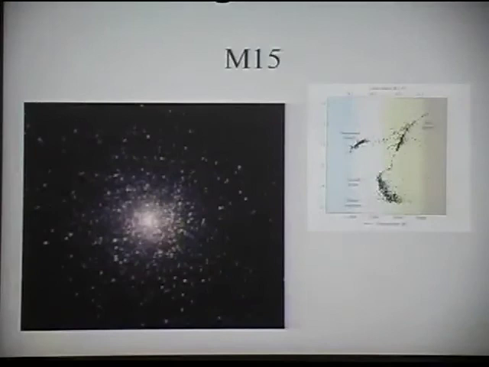Here's M15. Again, on the left you get the main sequence, but in this case, you're only seeing a short, stubby main sequence. There's some other stuff going on. There's something on the top right labeled red giants, on the left is labeled horizontal branch, and then there's something labeled the turnoff point, and that's where we want to get to, this thing called the turnoff point.